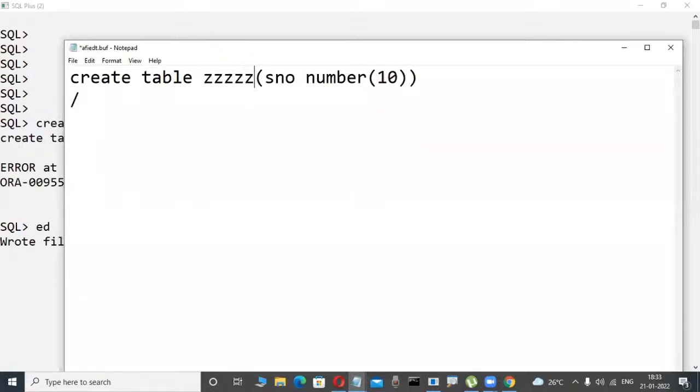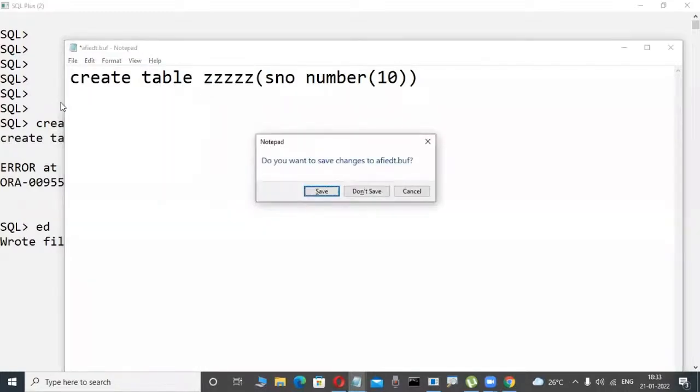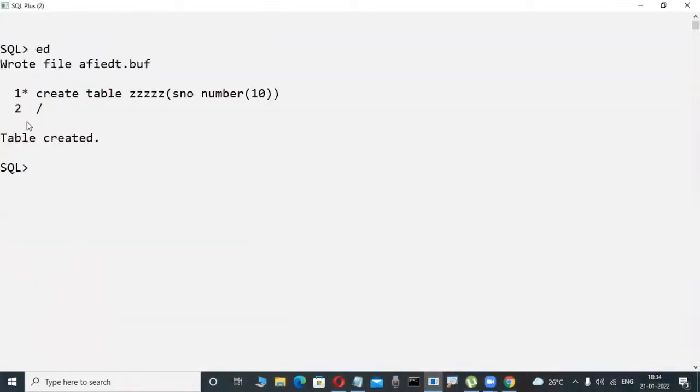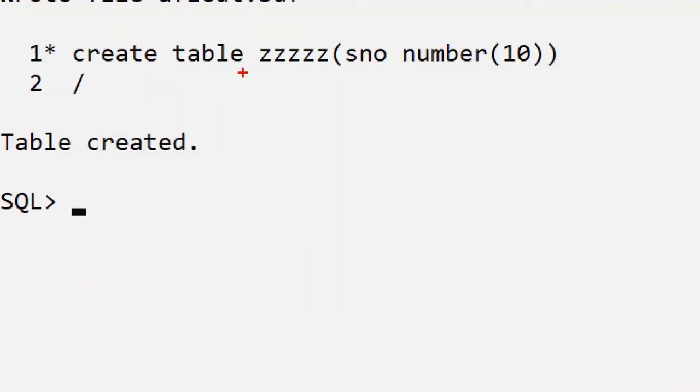Suppose Z is a table. Observe it here. For example, I am creating this table. Slowly observe it here. Z is a name I am giving.